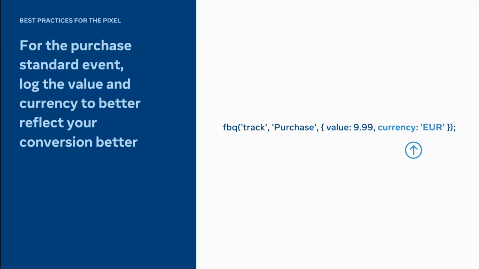That goes in there. For you, most likely as a small business, you're not going to go to this kind of detail unless it's for a purchase like the one shown on the screen. We've got the value at $9.99 and the currency at euro or AUD for Australian dollar. So you can then measure the specific value that came back from that specific purchase.